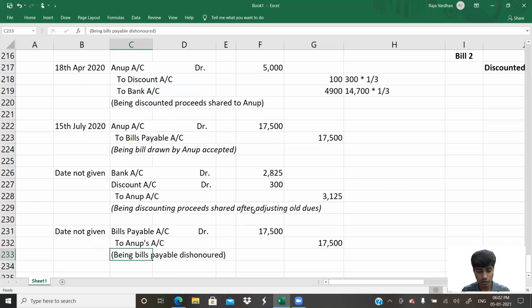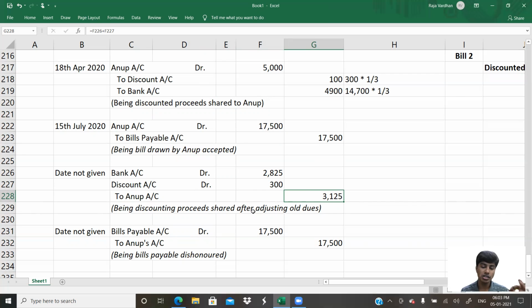Being bills payable dishonored. Now, how much does Suresh owe Anup? If your answer is 17,500, the answer is wrong. Suresh owes Anup 3,125 of this bill number 2 and 10,000 of bill number 1. So totally, Suresh owes Anup 13,125. What about the remaining money? The remaining money has to be paid by Anup from his own pocket. You get that?